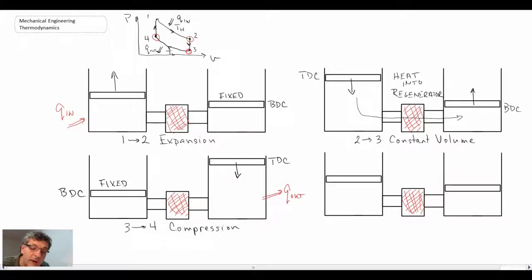So what we can write here is that this is occurring at T low. This here was actually occurring at T hot, so I should write that in. Okay, so that is the compression process.